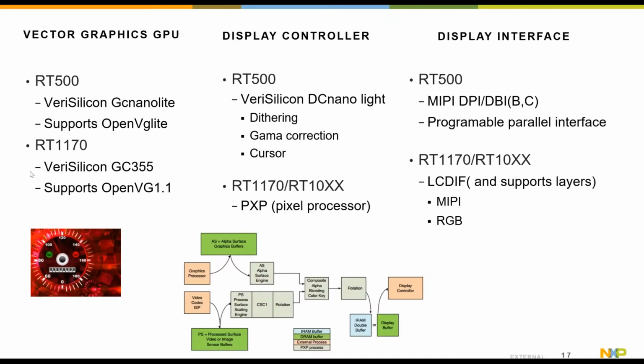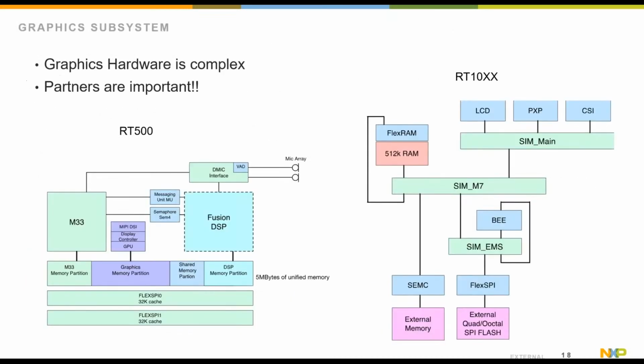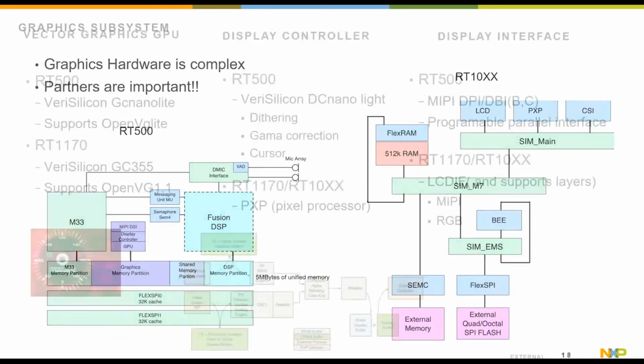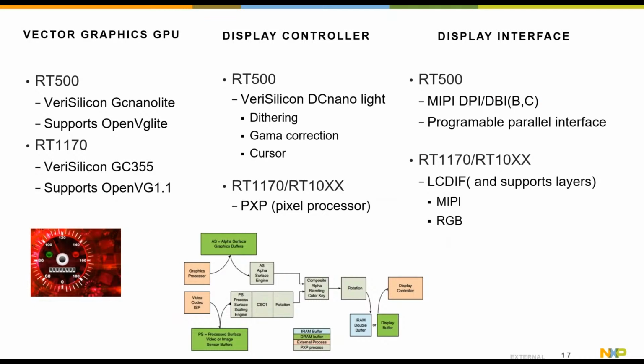I just want to give a summary of that. We have RT500, which uses a VeriSilicon GC Nano Lite that supports OpenVG, and then the 1170 has a VeriSilicon GC355, which supports OpenVG 1.1. And then for the controllers, RT500 supports dithering and some gamma correction, and also has cursor memory.